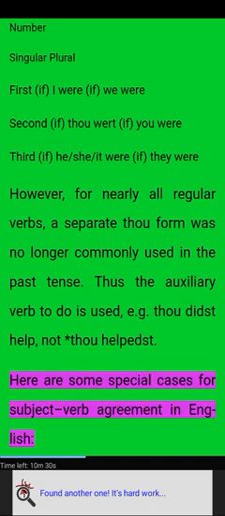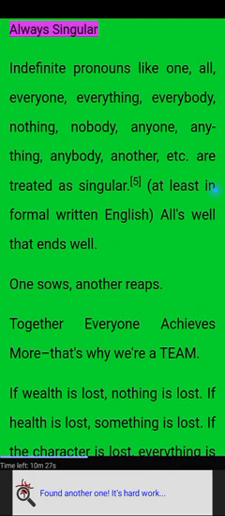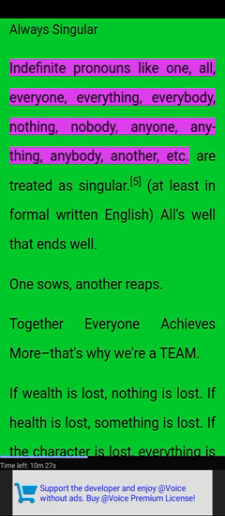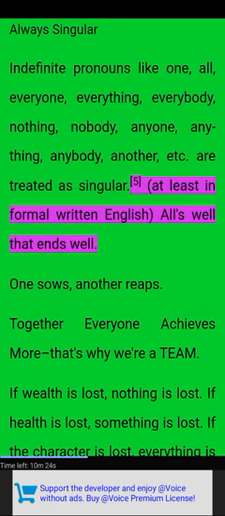Here are some special cases for subject-verb agreement in English. Always singular: indefinite pronouns like one, all, everyone, everything, everybody, nothing, nobody, anyone, anything, anybody, another, etc. are treated as singular. E.g. At least in formal written English, all's well that ends well. One sows, another reaps. Together everyone achieves more, that's why we're a team.